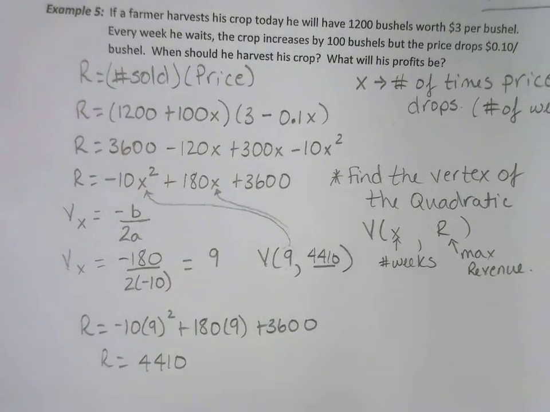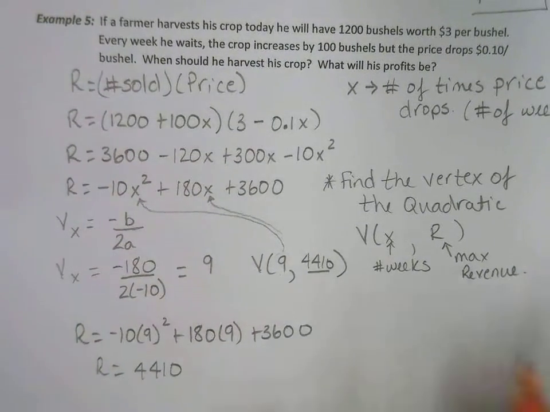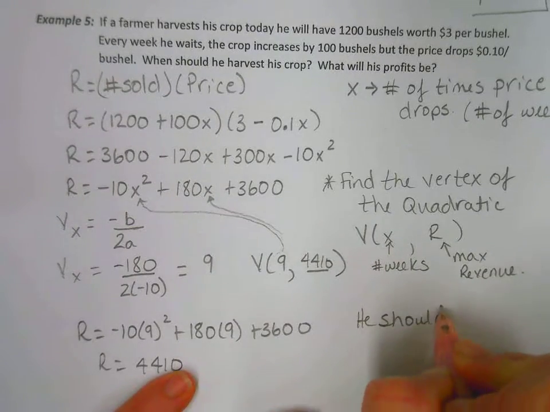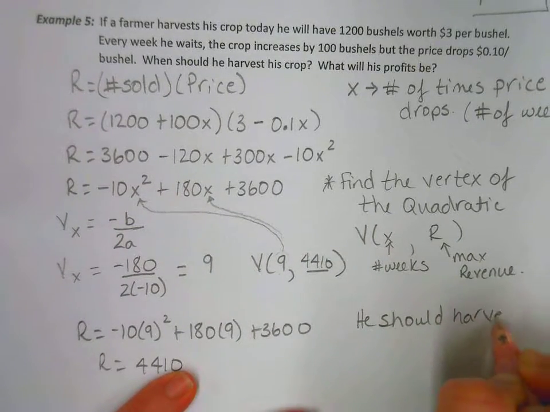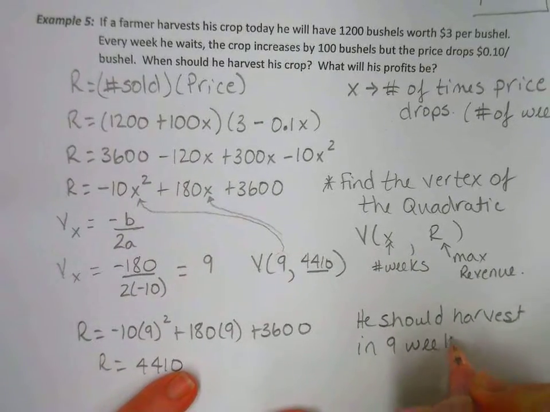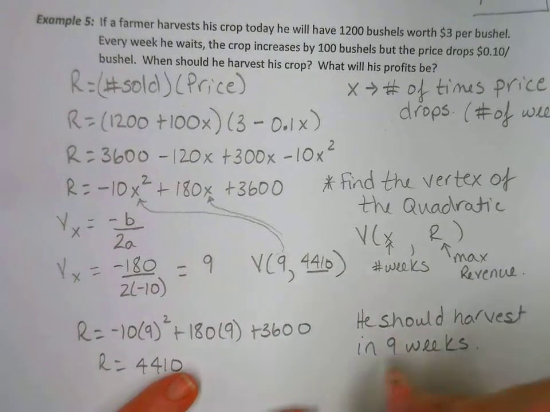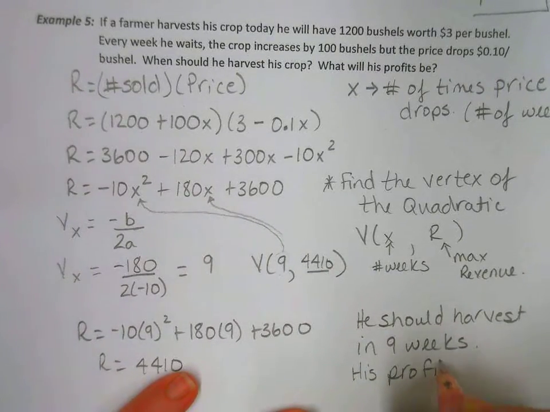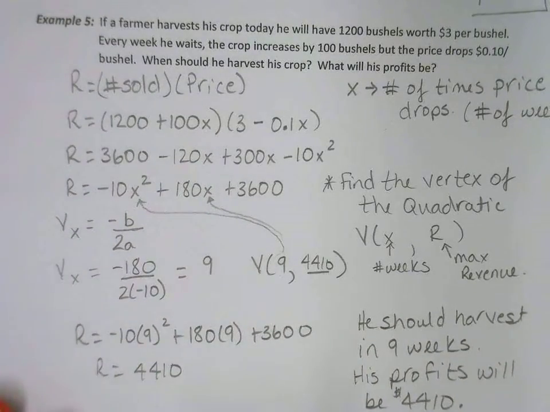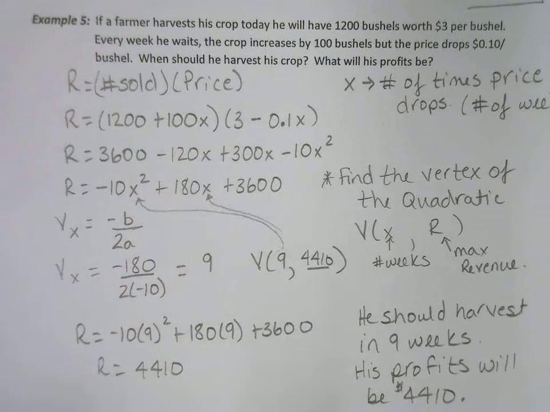So let's go back and answer the question. When should he harvest his crops? He should harvest in 9 weeks' time. His profits will be $4,410.